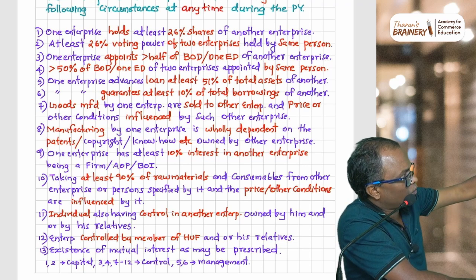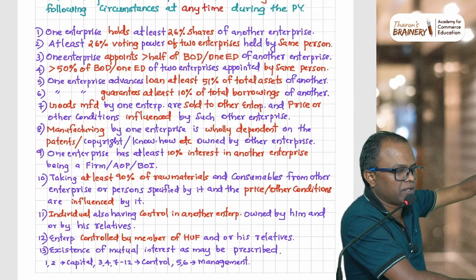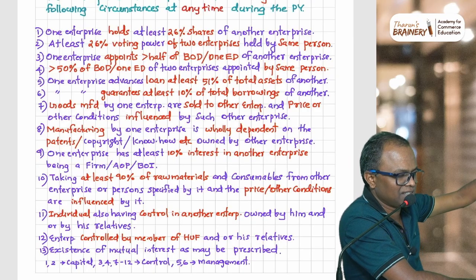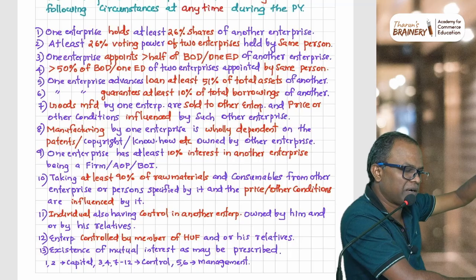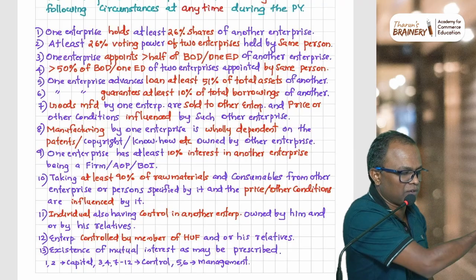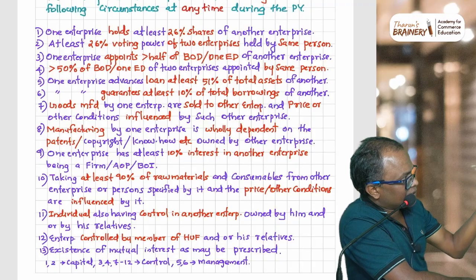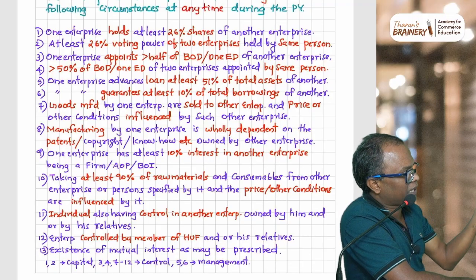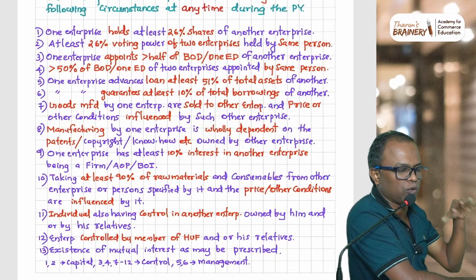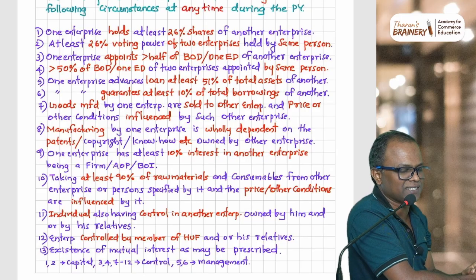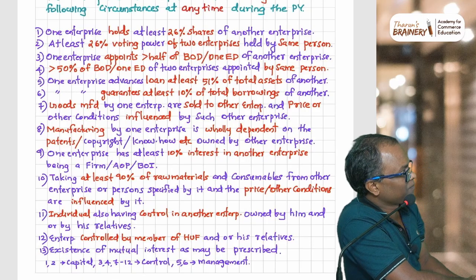And the third one is, one enterprise appoints more than half of the board of directors of another enterprise. Then the person who has the power to appoint more than half of the board of directors and the other company is also deemed to be AE. See, instead of appointing more than half, sometimes they have the power to appoint only one director, but that director is a managing director or executive director. That's also enough. That will constitute an AE.